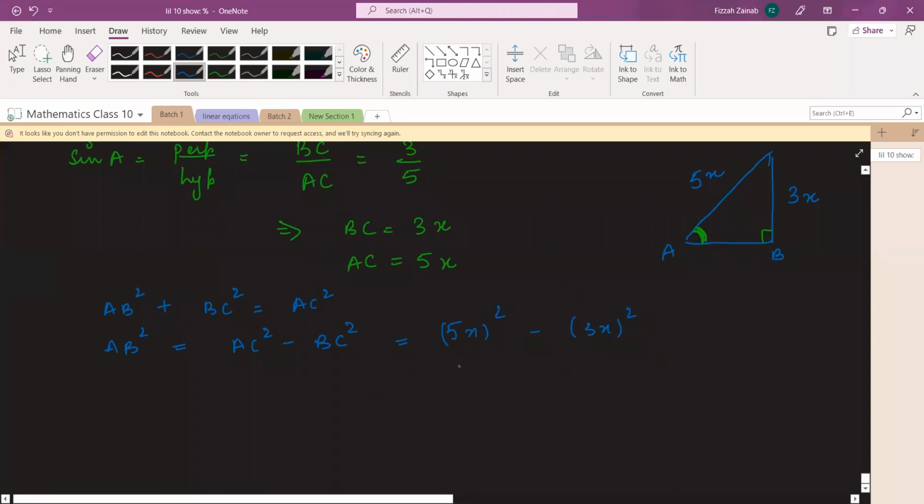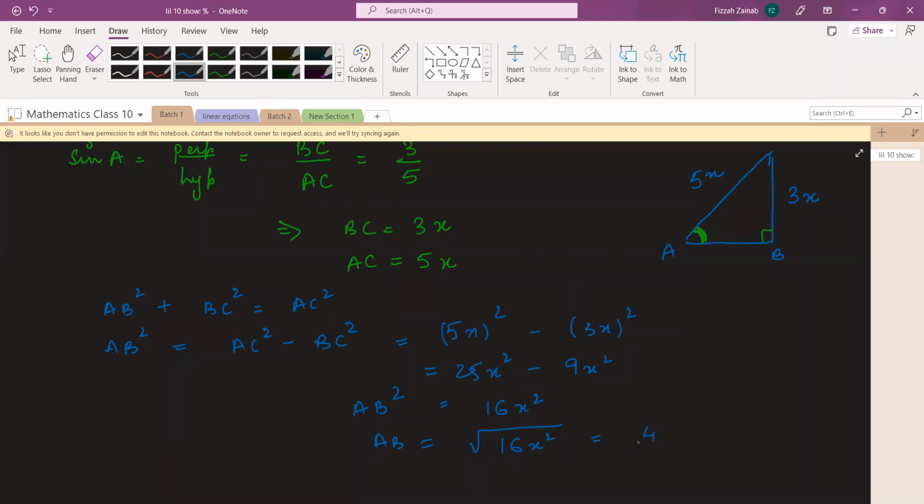So that is 25x square minus 9x square. So what you get here? 25 minus 9 is 16x square. So that means your AB square is 16x square. So AB will be square root of 16x square, right? 16 is a perfect square of 4, that we know, 4 into 4. So 4 will come out, and x into x, so 1x will come out, right? So this side AB is now 4x. That clear?